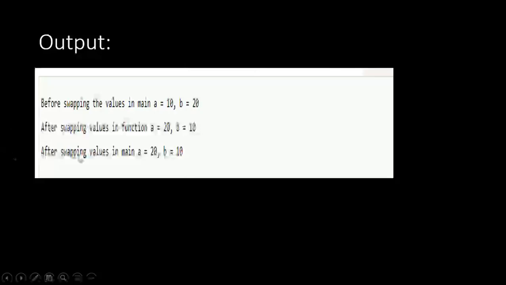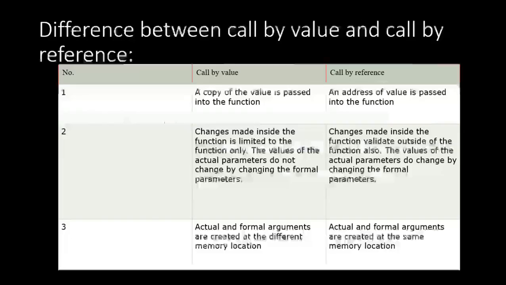The output for call by reference. Before swapping, the values in main are a equal to 10, b equal to 20. After swapping, the values in the function are a equal to 20, b equal to 10. After swapping, since we just called an address, a is equal to 20 and b is equal to 10.